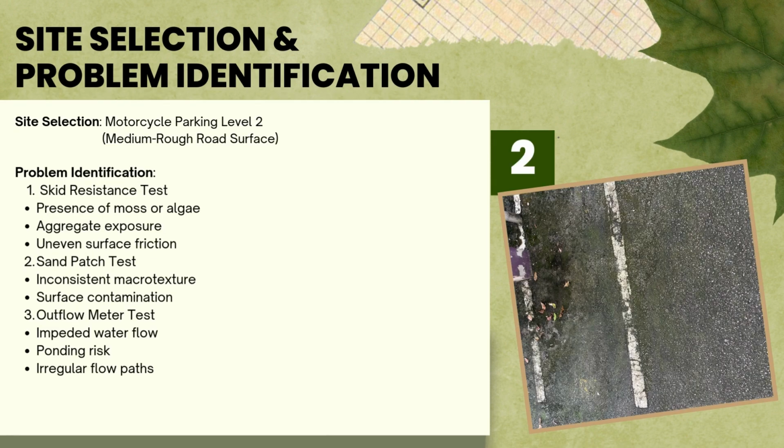The next site selection was at motorcycle parking level 2, categorized as a medium rough road surface. Here, the problems we found for the skid resistance test are the presence of moss or algae, aggregate exposure, and uneven surface friction. For sand patch tests are inconsistent microtexture and surface contamination. Lastly, for outflow meter tests are impeded water flow, ponding risk, and irregular flow path.